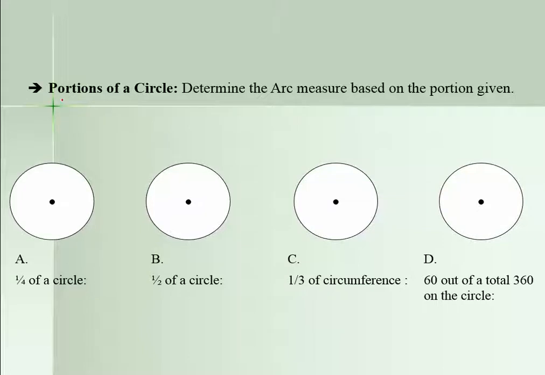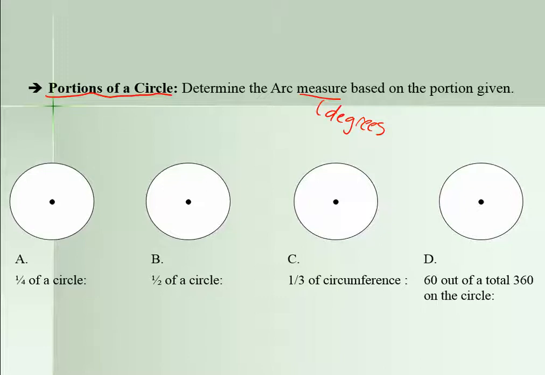So let's do some problems of the three different types. When we're talking about arc measure, again, this is degrees. We learned that at the beginning of the chapter, that it's the same as your central angle. But if we have a portion of a circle, like if they just tell you a fourth of a circle or half a circle or a third of the circumference, whatever, you should be able to figure that out. You should know these portions, these fractional parts.